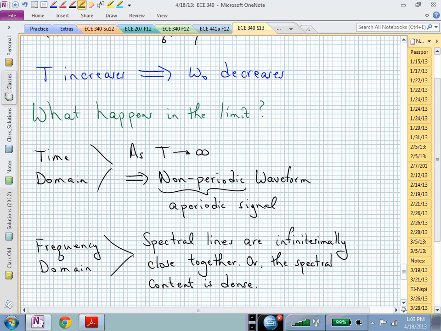In the frequency domain, then, as the period goes to infinity, our spectral lines are basically going to be right on top of each other, infinitesimally closer and closer, so that now it's just a continuous waveform and it's not worrying about lines. The spectral content now is dense if we're dealing with one-time event signals. Questions on that movie?